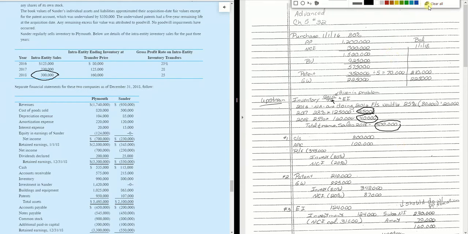Okay, so I'm going to clear all this. Okay, now I can do my worksheet entries.